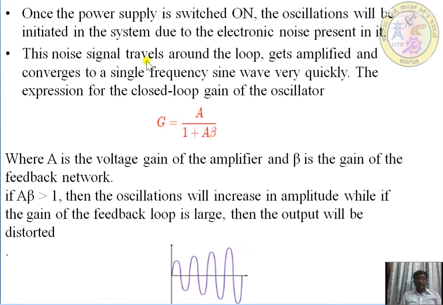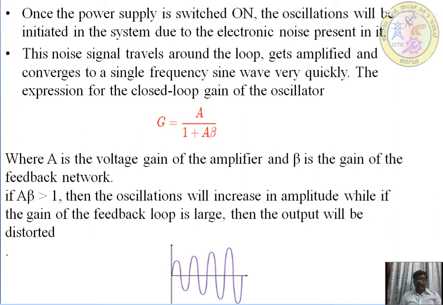Once the power supply is switched on, the oscillations will be initiated in the system due to the electronic noise present in it. As we already said, it will not have any input, so it acts on a noise voltage. Next, the noise signal travels around the loop, gets amplified, and converges to a single frequency sine wave very quickly. The expression of the closed loop gain of the oscillator is gain G equal to A divided by 1 plus A into beta.